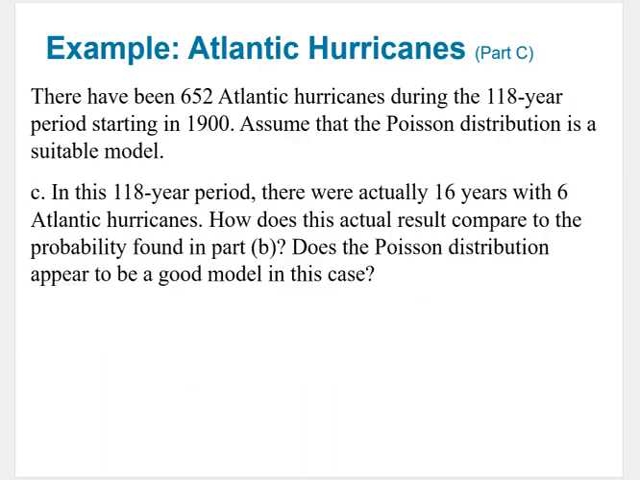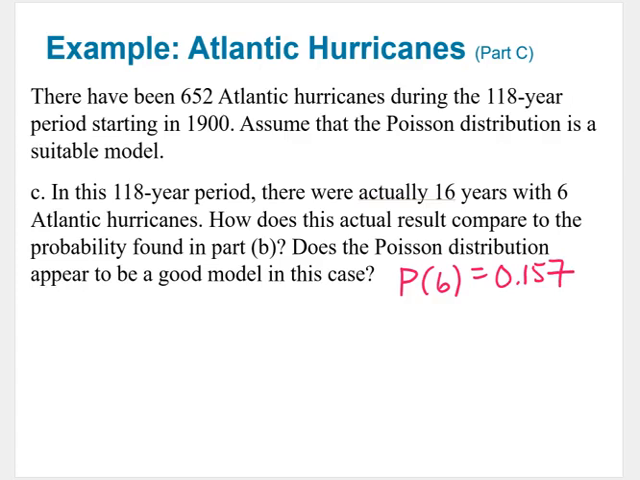Part C. In this 118-year period, there were actually 16 years that had 6 hurricanes. How does this actual result compare to what we just found? We found that the probability that we had 6 each year was 0.157. If we find an expected value for this, that'll help us understand the problem.